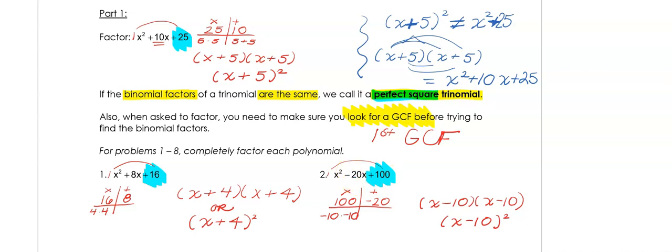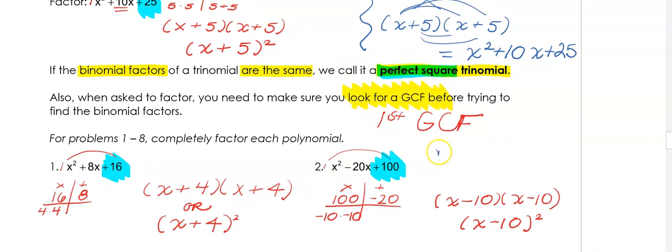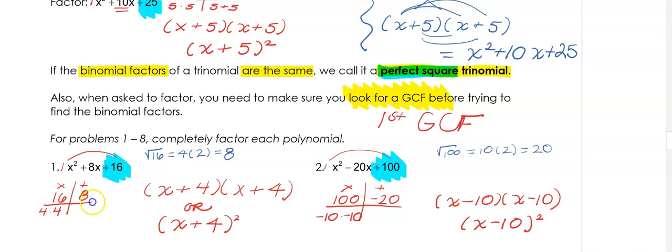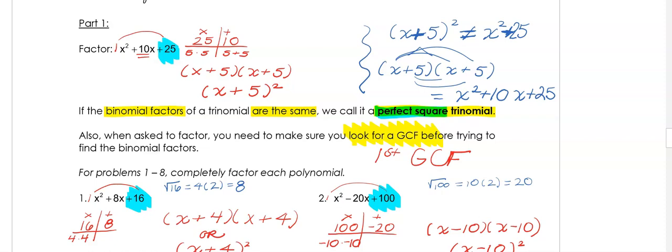Now you got to watch your signs, but think about 100. If I took the square root of 100, I get 10. And if I double it, I get 20. Notice that's my middle term. If I take the square root of 16, that's 4. If I double it, I get 8. Now this is just a quick way of seeing it. You do not have to do it this way. You could just continue with the T-chart and not worry about the short way of doing a perfect square trinomial. But I want you to see this. These are pretty special, and that's why they're called special cases.